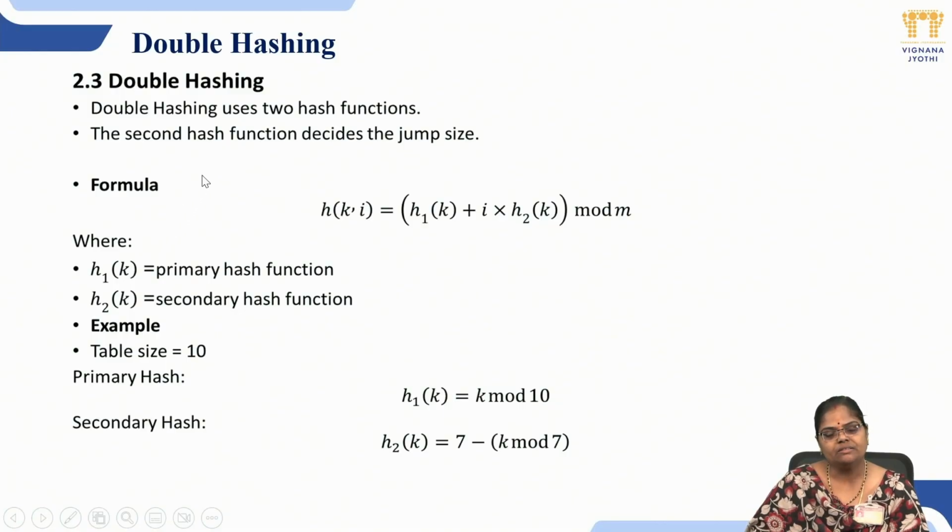The third method is double hashing. As the name says, we use two different hash functions here. The second hash function will be denoted with h2 of k. h1 of k is the first primary hash function. Secondary hash function will be h2 of k. So the first primary hash function in this example is the simple division method, but the secondary hash function we defined as something like 7 mod k, mod 7. So the second hash function has to be decided based on the primary hash function.